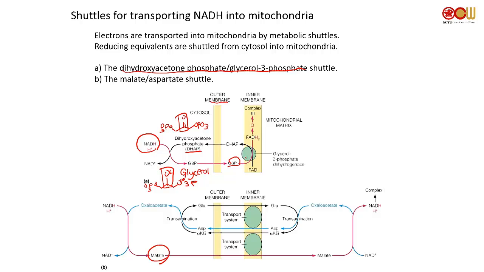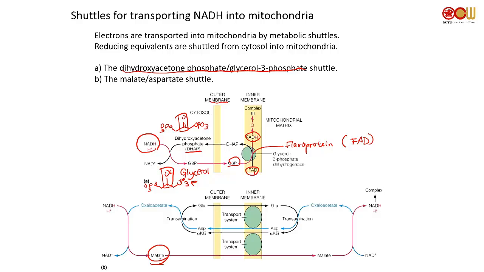What that molecule can then do is donate the electrons onto this flavoprotein, which contains essentially FAD. Then FAD becomes FADH2, and FADH2 goes to Q, etc. So this is one way to do it. And of course, the other way is malate.